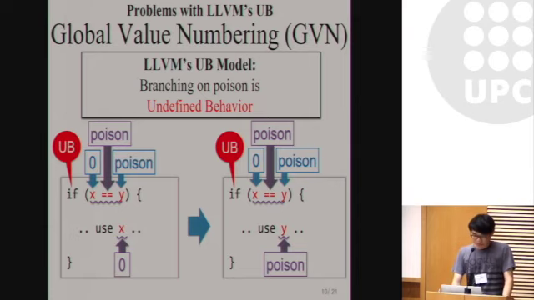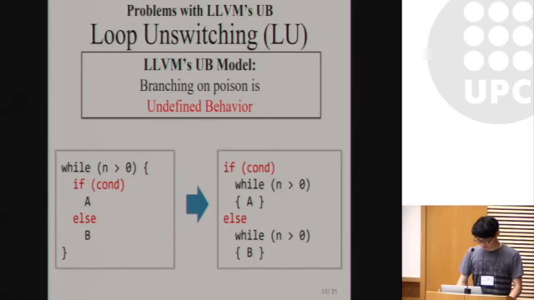Okay, this semantics of branching on poison as undefined behavior validates GVN. However, the same semantics may cause trouble for other optimizations. To see this, let's look at the optimization called loop unswitching. The source program on the left contains a branch inside the while loop, and suppose that the branching condition cond does not change during the iterations. Then, the compiler can hoist the branch out of the loop as you see in the target program on the right. This loop unswitching looks correct, but it can go wrong because branching on poison is undefined behavior.